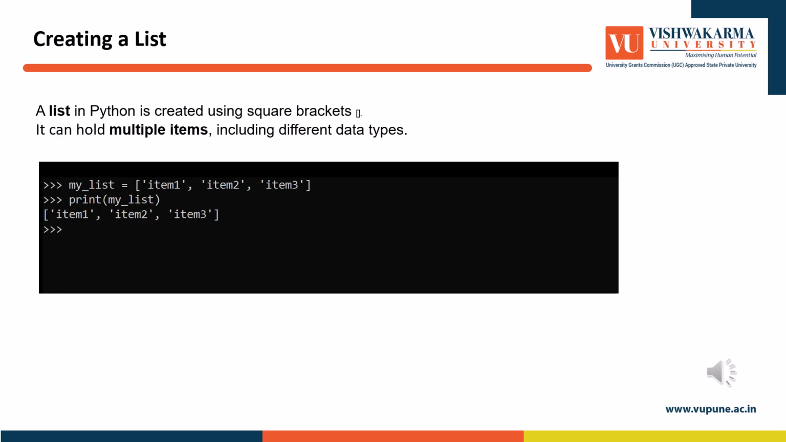Now let us see how to create a list. A list in Python is created using square brackets. So the square brackets are compulsory. A list can hold multiple items including different data types. So here is the program you can see.